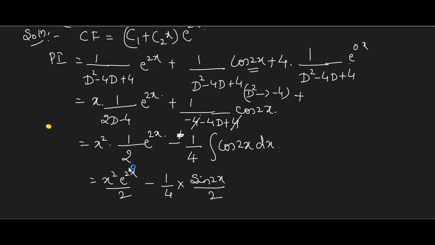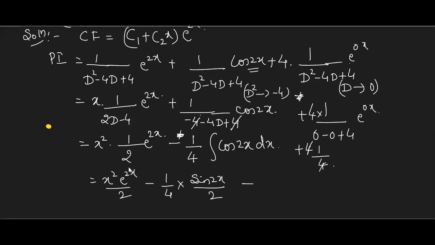Let us come back to this last term. Which case does it belong to? E raised to 0x. Is it not the first case? First case, so replace d by what? What is the coefficient of x? 0. So what happens? This is now 1 upon 0 minus 0 plus 4. Tell me the answer. Is it not 1 by 4? Sorry, 1 by 4, I forgot the 4. So the answer is 1 by 4. This is your PI.